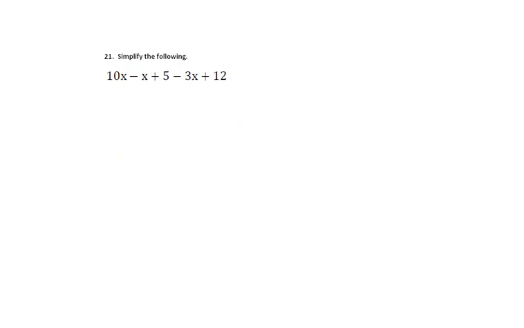So you notice some numbers have x's and some numbers do not have letters. Notice this x, I'm going to put a 1 in front. So everything I circled in red has an x with it, and we're going to combine all the numbers that have x's. 10 minus 1 is 9. 9 minus 3 is 6. So your first answer is 6x.